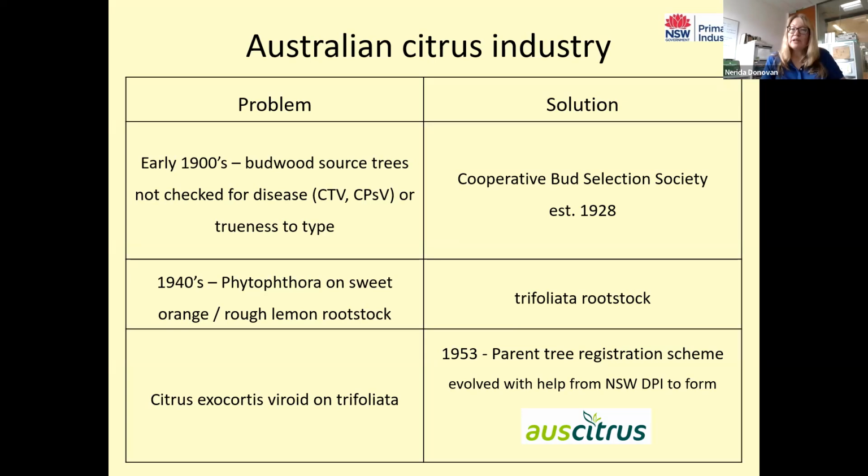And so this was causing widespread issues on trifoliata rootstock, which is a susceptible rootstock. So they realised that just because the tree looked healthy doesn't mean it had nothing in it. When you put that onto a different rootstock, then they were getting disease. So they started in 1953 the Parent Tree Registration Scheme, and that has evolved to become the Auscitrus Propagation Scheme. So it just shows diseases can really impact an industry and what you're able to grow in your garden.